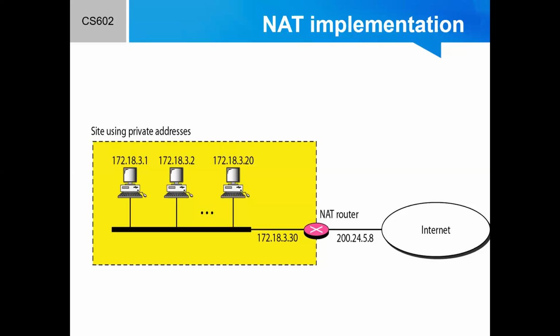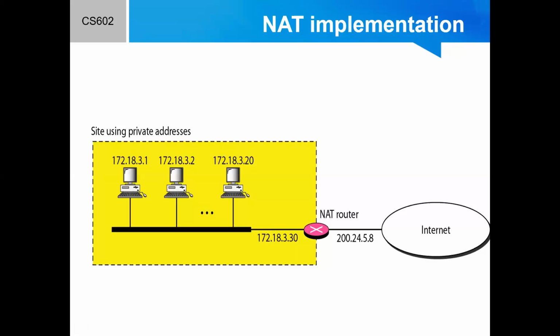This figure shows the private network uses private addresses. The router that connects the network to the global internet uses one private address and one global address. The private network is transparent to the rest of the internet. The rest of the internet sees only the NAT router with the address 200.24.5.8.